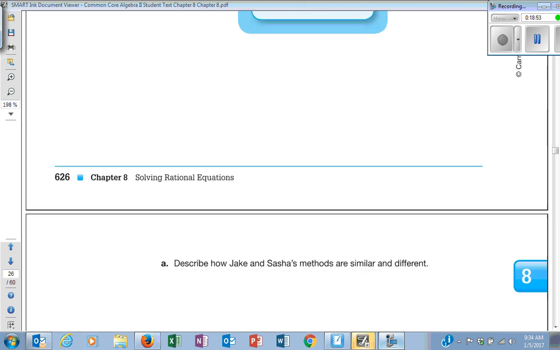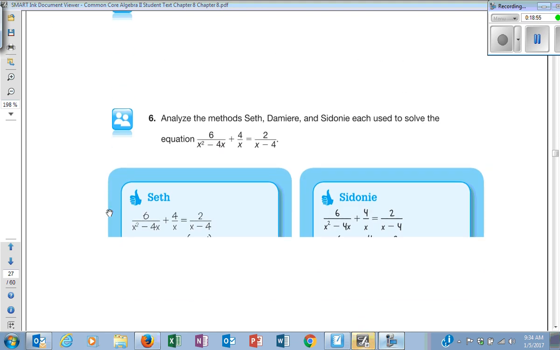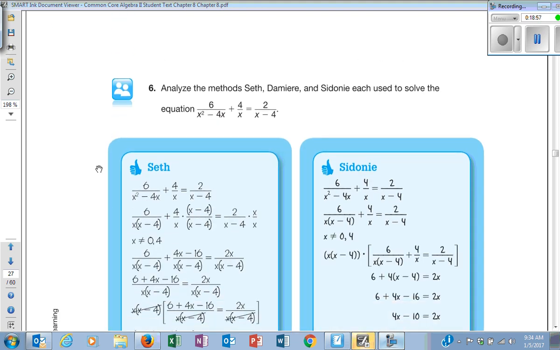I'll get to it. I'll go back to Jake in a second. Right here, are you allowed to cross-multiply for this problem right here? No, you're not, because I do not have 2 fractions set equal. I have 1, 2, 3 fractions. So boom, I cannot cross multiply.